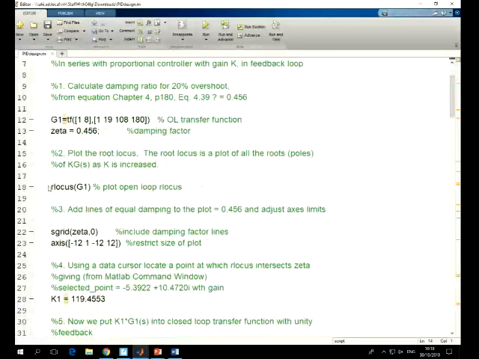So this command here does that. And as I said, make sure you change your comments to suit what you're doing. This next line here, sgrid(zeta, 0), adds your lines of equal damping. In this case, damping of 0.456, constant damping. You don't need to do this adjust axis limits. You can ignore that. You can zoom in on the plot after you've plotted it. All that does is bring the point of interest straight onto the screen. But you can obviously move your plot once you've got it. So, in fact, I might just comment that out and see what it looks like without running that.